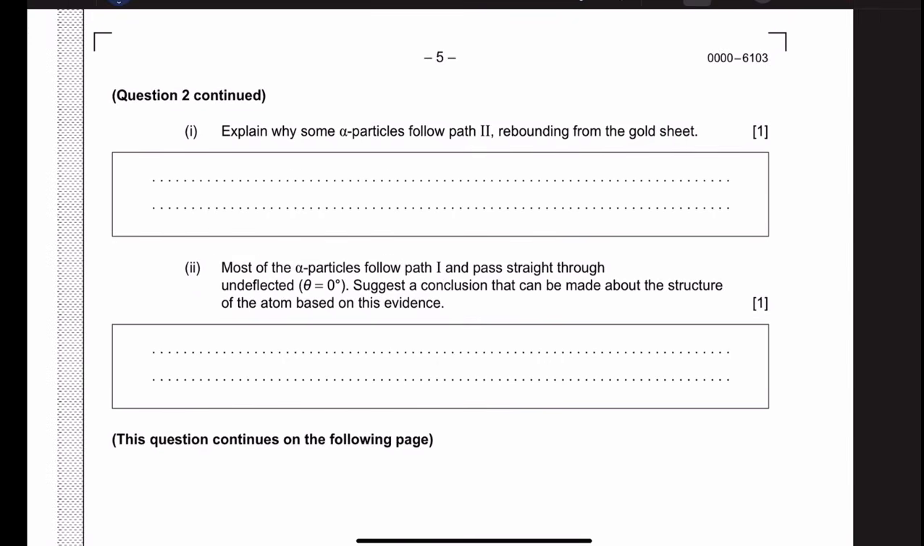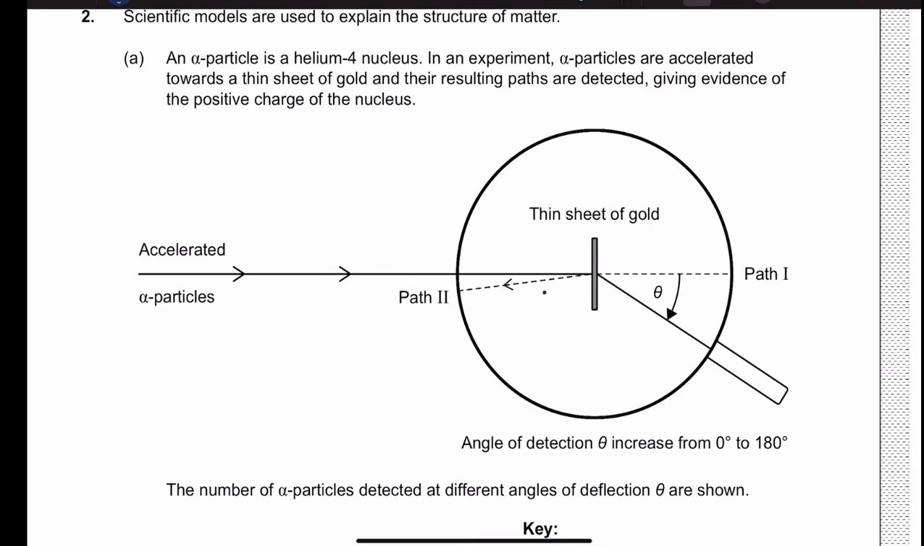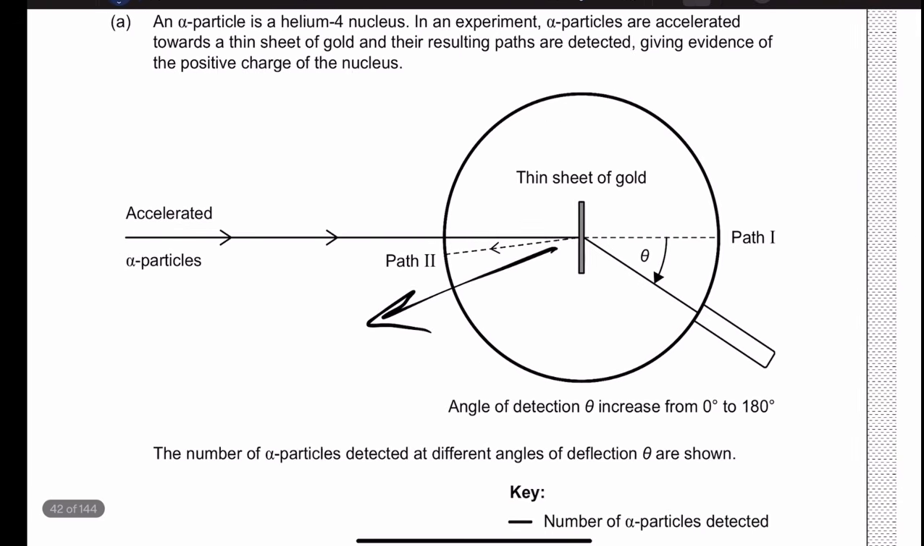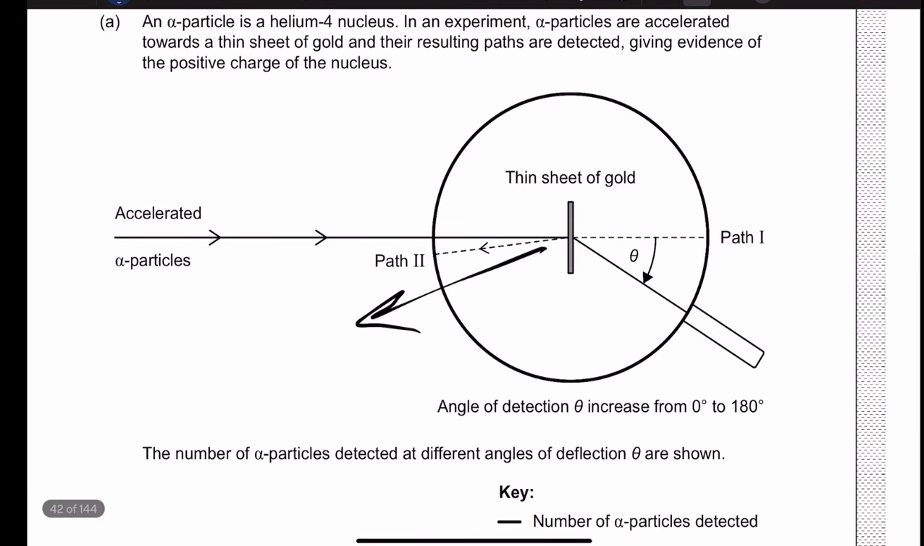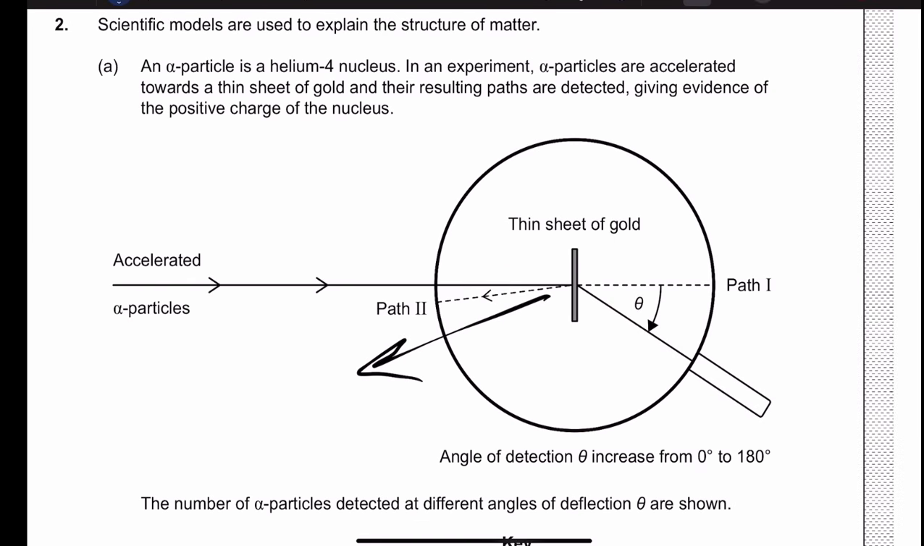So explain why some alpha particles follow path 2, rebounding from the gold sheet. Well, here you can see that path 2 is this one right here. So it's hitting the gold and it's going backwards, right? And it tells you in a later question, but I'll basically spoil it for you. The majority of the particles are following this straight path, right? Only a few of them are rebounding. And the reason for this, I'll explain in a later question, but essentially, these path 2 particles are rebounding because there is a repulsion force, right? But where can this repelling force come from?